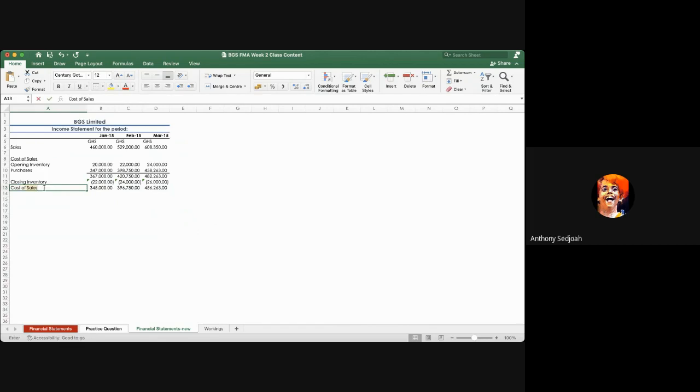Let me call it cost of sales. And because there was an operation on these values, I'll apply a top border to it like this. Let me space them out a bit.